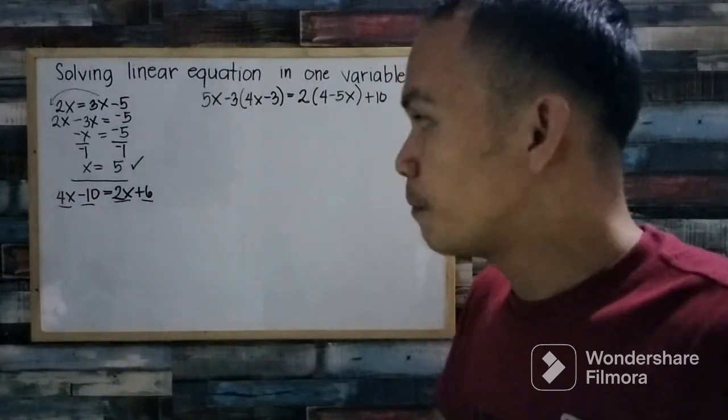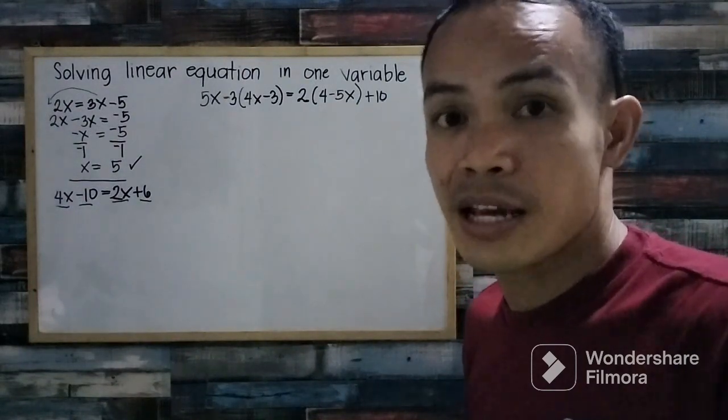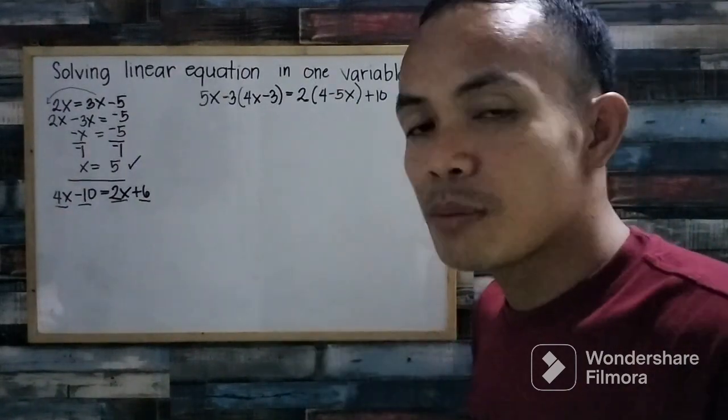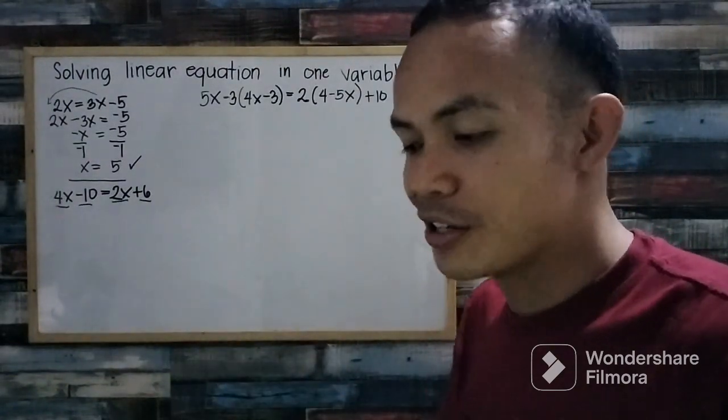But the problem is, yung isa is in the other side while the other is in the other side, diba? But yung problem natin dito, that one term is in the other side.